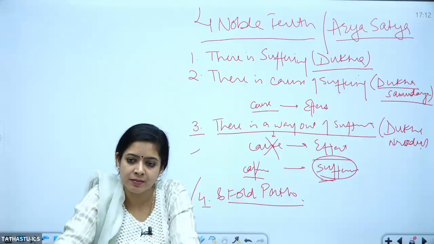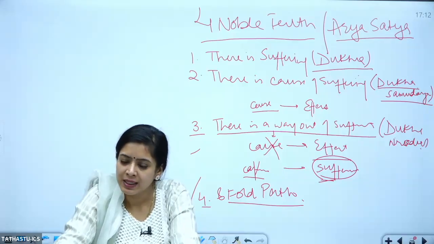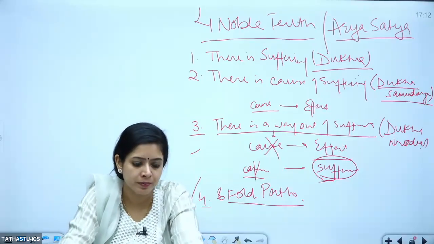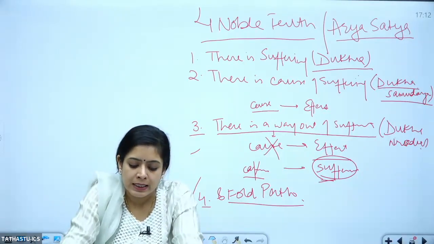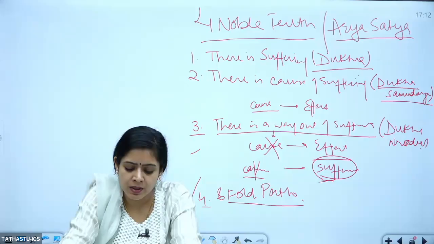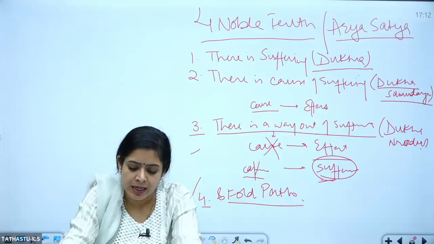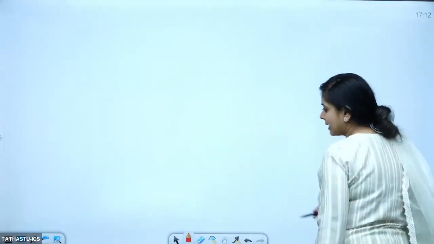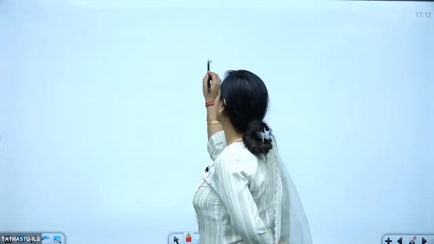ठीक है? Fine. Let us read this second one, dukh samudaya. There is a cause of suffering. It says everything has a cause. Nothing comes out of nothing. ये है ex nihilo nihil fit. इसे काट के लिखो. ये एग्जाम्पल नहीं है, ये एक स्टेटमेंट है.